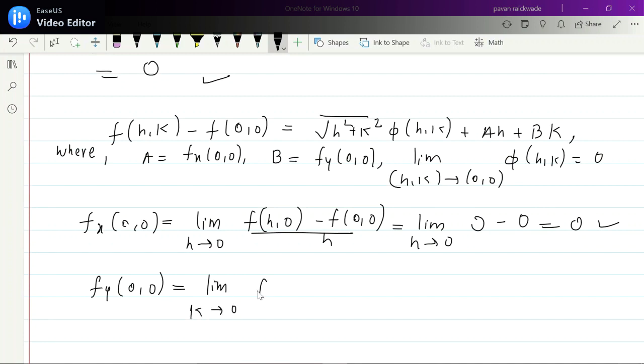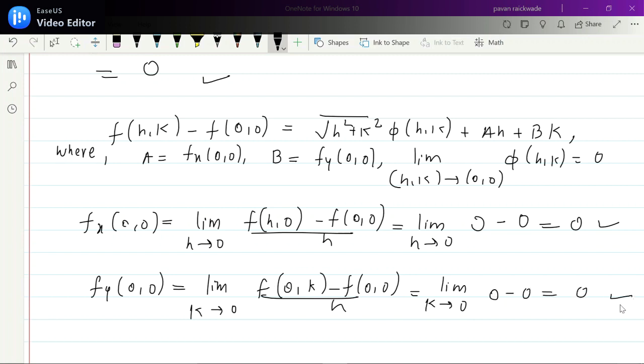And fy at 0 comma 0 is equal to limit as k tends to 0, f at 0 comma k minus f at 0 comma 0 by k. But what is f at 0 comma k? By definition of the function, whenever x coordinate is 0, the function is 0. So it is also just 0 minus 0, which is 0. So both the partial derivatives exist and are 0. So here this expression will just reduce to this, because a and b are 0 and those terms cancel out.